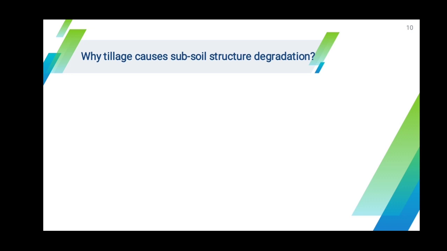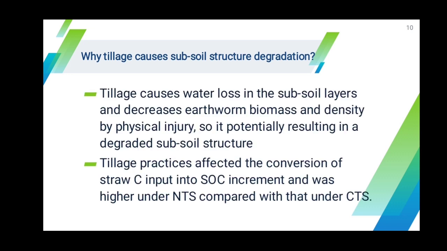And the other question is, how does it cause different effects to the soil? Why does tillage cause subsoil structure degradation? First, tillage causes water loss in the subsoil layers and decreases earthworm biomass and density by physical injury. So, it potentially results in a degraded subsoil structure. Second, tillage practices affected the conversion of straw C input into SOC increment, which was higher under NTS compared with that under CTS.